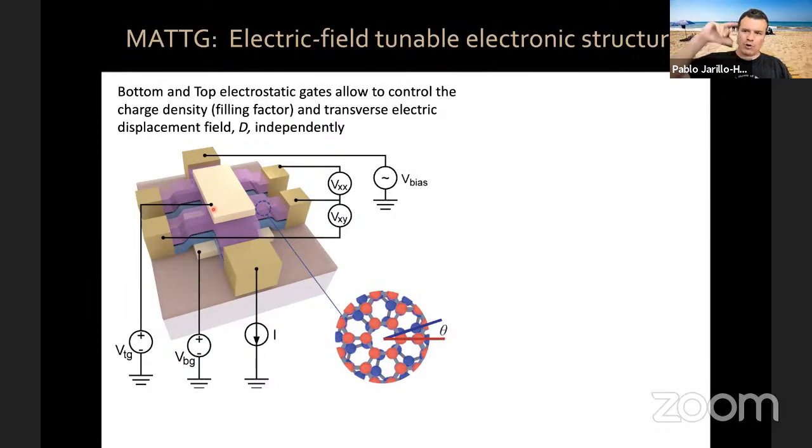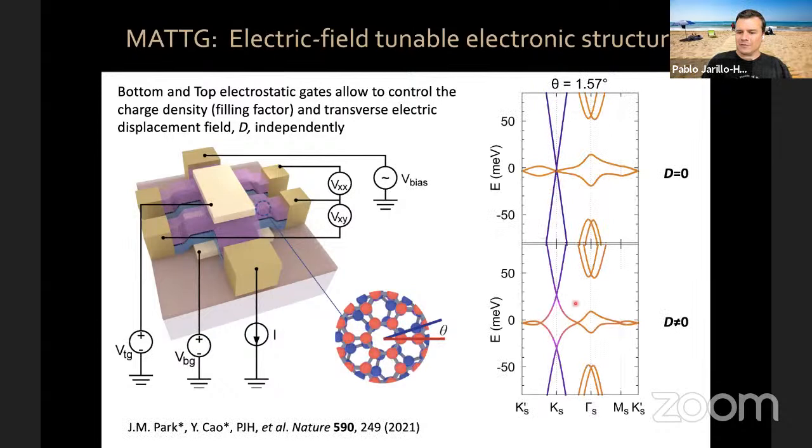When you apply a finite electric displacement field, you break the mirror symmetry, and as a result, you hybridize your flat band and your massless Dirac bands. So at finite electric displacement field, you have a hybridization of this band structure. That's going to give you additional tunability, because we can tune the electronic structure, and so we're going to be able to tune the properties of the system.